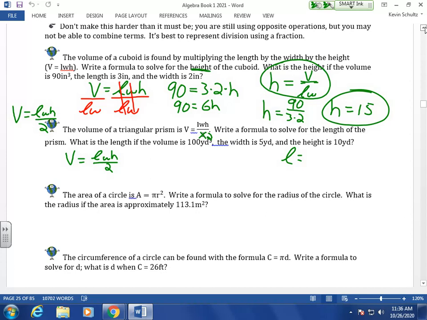Elise? Let's not jump to the final answer. What was your first step? Good. So if the numerator of this fraction is length times width times height, and we're dividing that by 2, to undo that, we're going to start by multiplying by 2, to cancel out the denominator of that fraction.